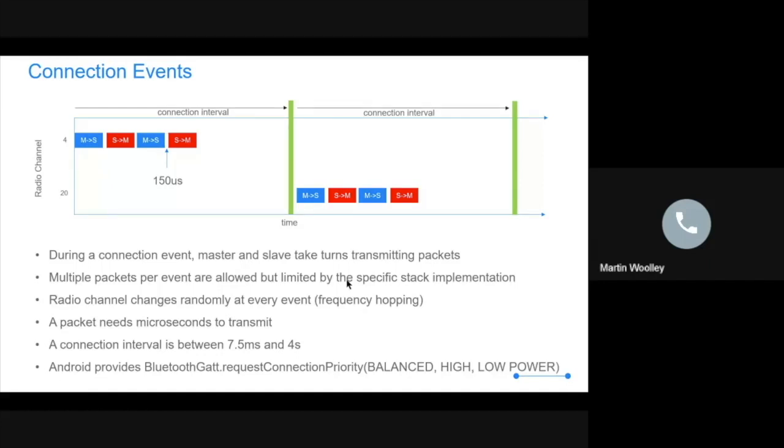Android gives you an API called request connection priority, and it doesn't let you request a specific connection interval measured in milliseconds. It gives you 3 figurative constants, balanced, high, and low power. So high means very frequent connection events, so you can probably get your best throughput using that class of connection priority. Low power means very infrequent because you're more concerned with conserving battery power, and balanced is somewhere in between.